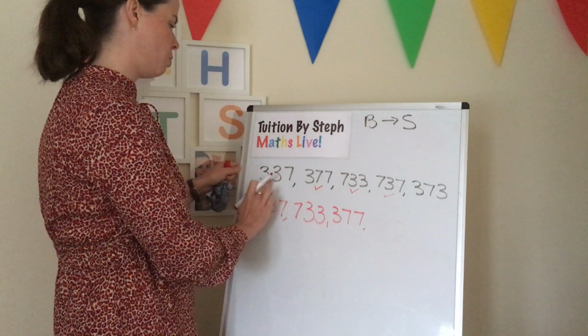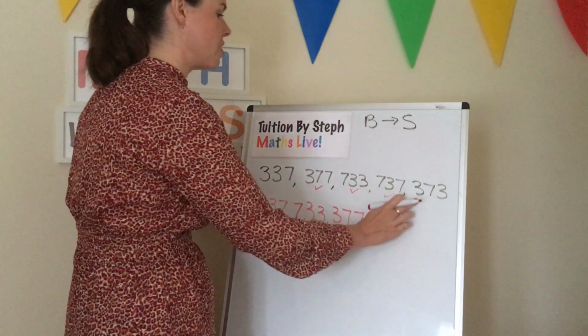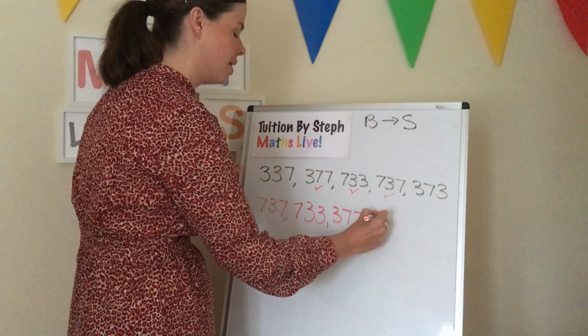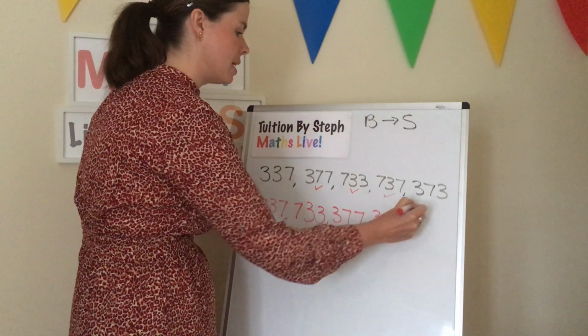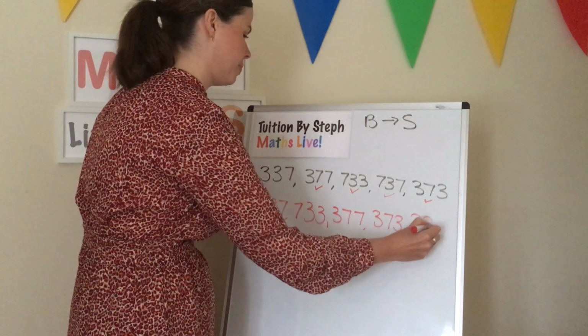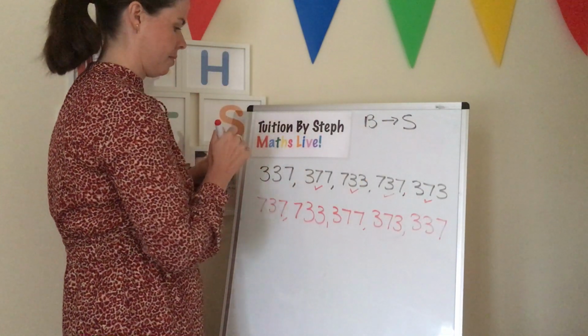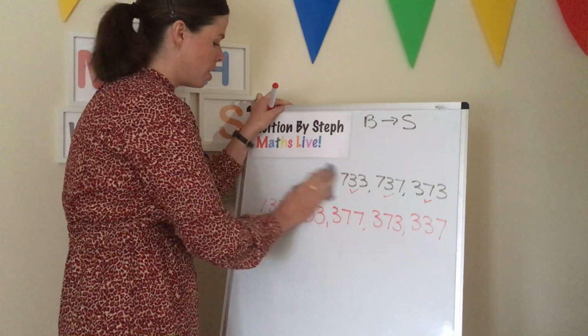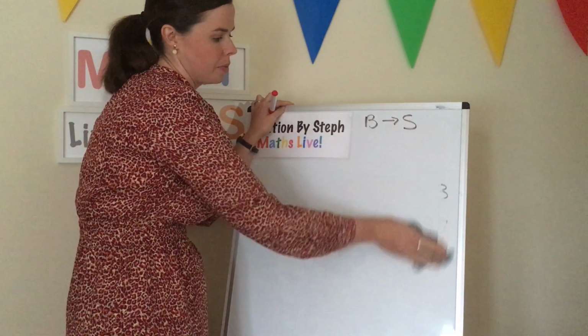So we've got 2 left. We've got 337 and 373. So this number is next because it's got more tens than our last number. Okay? And this can go on with bigger numbers. Okay?